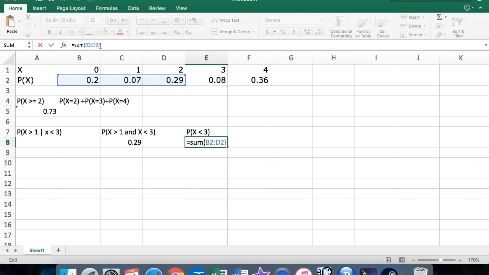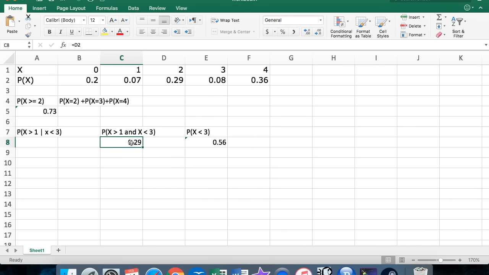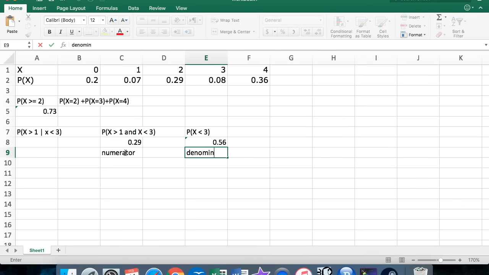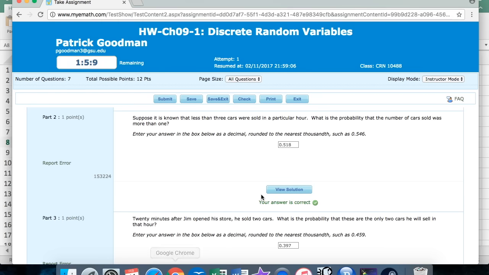Okay, so now we have our 2 probabilities. So this is your numerator, remember? And then this is your denominator for conditional probability. So do equals, click on your numerator, divide, and then your denominator. And there we go. So I'd copy this guy over, and then be very careful when you paste it, make sure that you read this part.